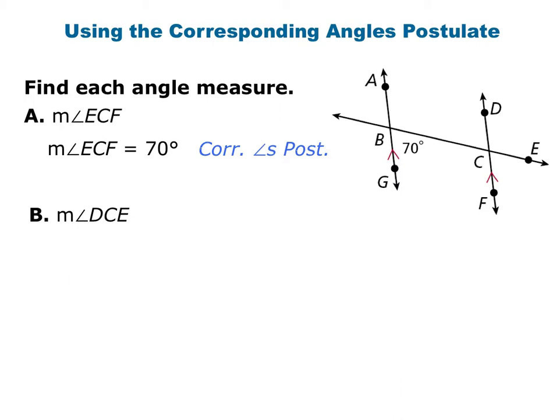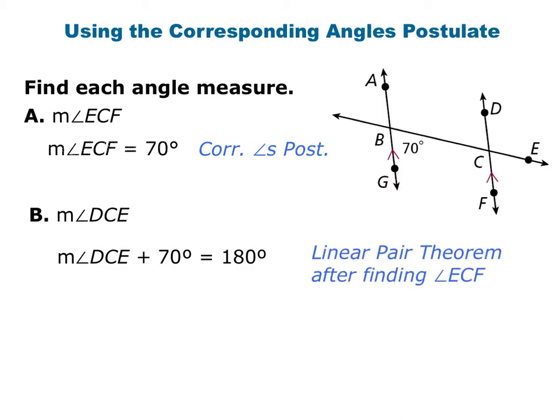What's the measure of angle DCE? And we just found this one to be how much? 70. So if that's 70, what's this one? 110. And what's a reason we could use to get there? Linear pair. Linear pair theorem. Now it's not alternate interior angles because the angle DCE is an exterior angle, and that was an interior angle.